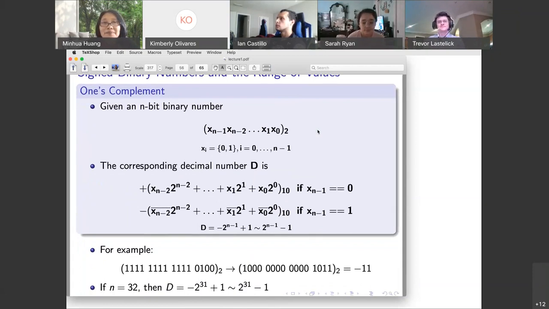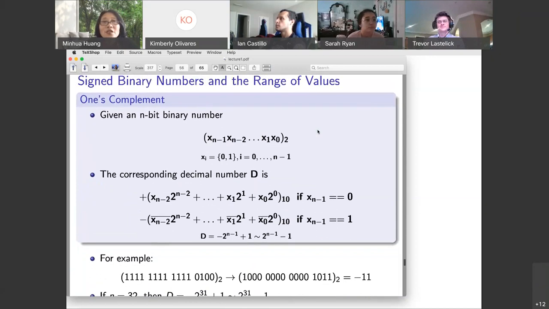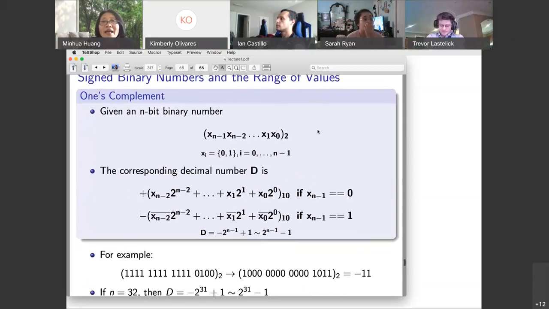The one's complement signed number system. Okay, so how can we do it? We use the ones complement. Okay, so we are given a number again, an n-bit binary number. So still we follow the convention, to find the corresponding decimal number for this binary number.